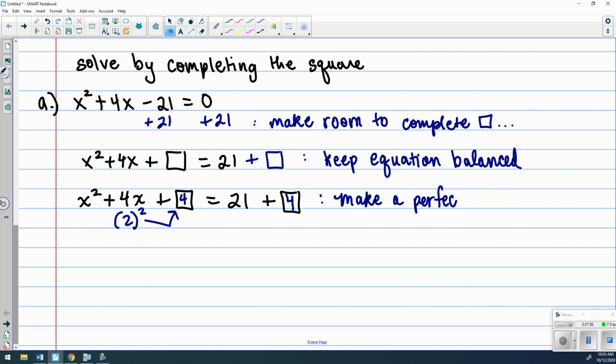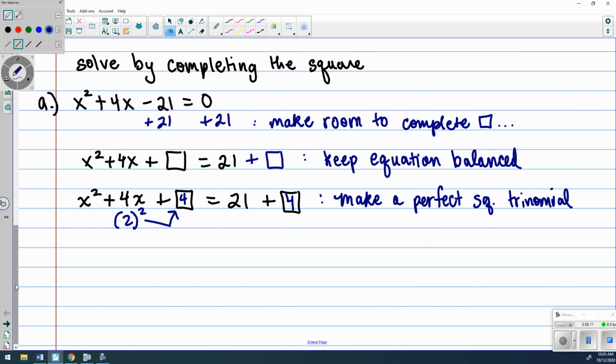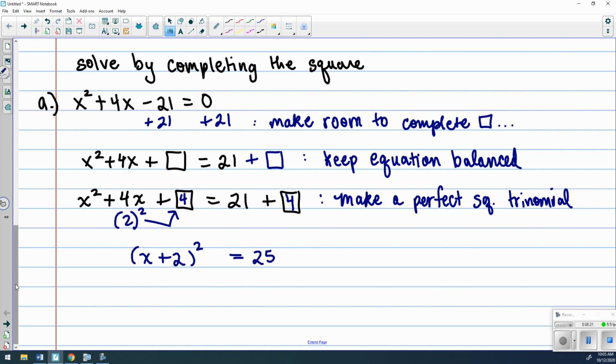And that's what we did at the top of this page. We made a perfect square trinomial. Okay, and then in the next step, I'm going to factor, and I'm going to keep that in purple because this is brand new work. Well, this side will be 25, and then over here, this was x plus 2 quantity squared. So see the right-hand side of that work we did up above.